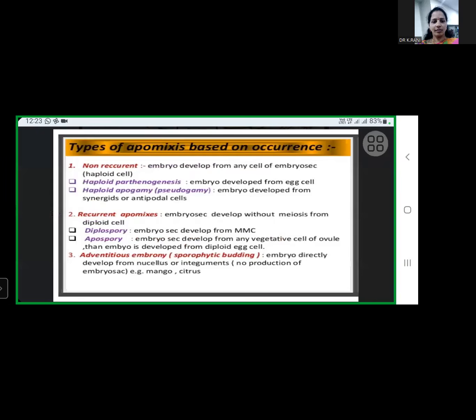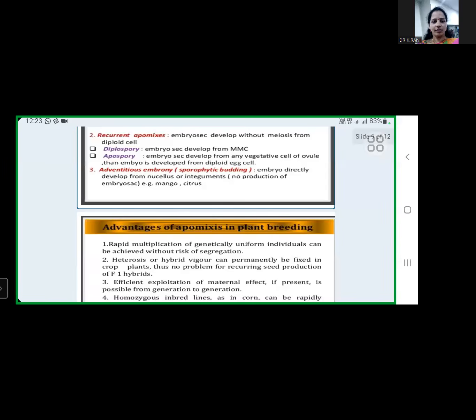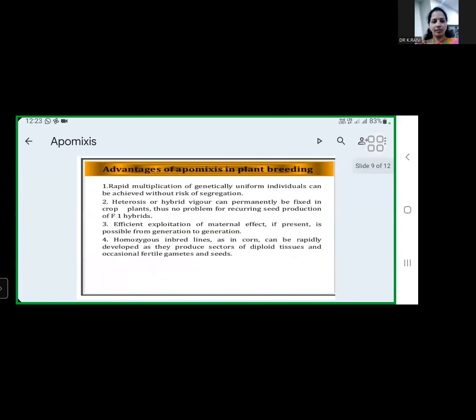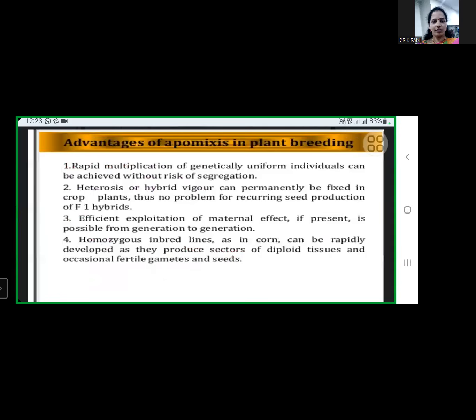And what are the advantages of apomixis in plant breeding? What is the use? What is the significance of apomixis?